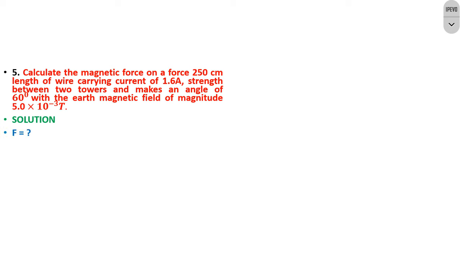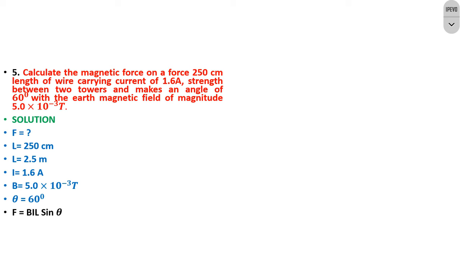We are to estimate the magnetic force F, and then the length is given looking at the unit of L in centimeter. Then you have to convert that to meters, don't forget. So I had to do that. I had 2.5 meters, and then the current was given 1.6 ampere, the field was given, and the angle as well, 60 degrees. So if we use the expression F equals BIL sine theta, you substitute accordingly, you will arrive at this answer.